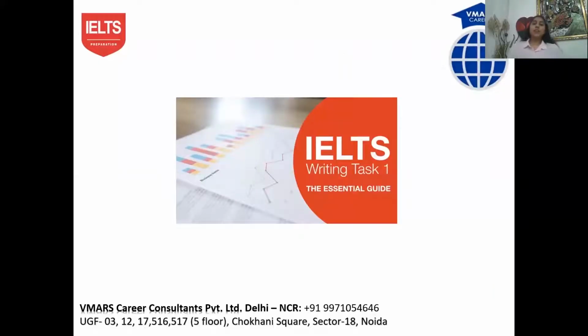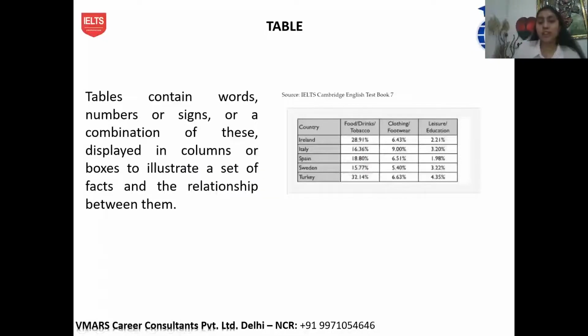Okay, starting with the next item type, or the image that you get. The next image which can come in your IELTS Task 1 writing could be a table. Yes, you may have a table like this which you can see on the screen. This table may contain words, numbers, signs, or a combination of all these things. There will obviously be columns, boxes, rows, and we have done this in school, a table is made, and you have to explain the table.